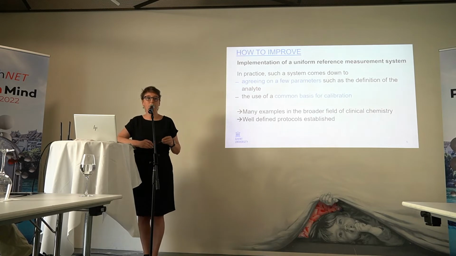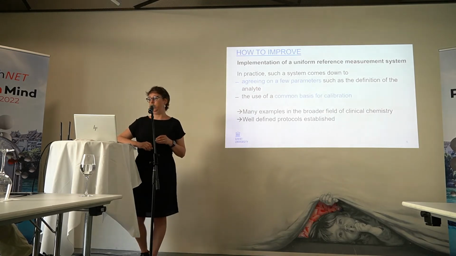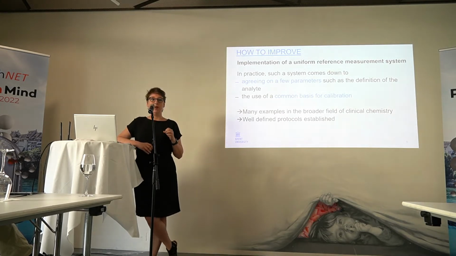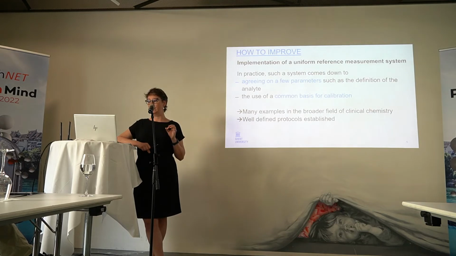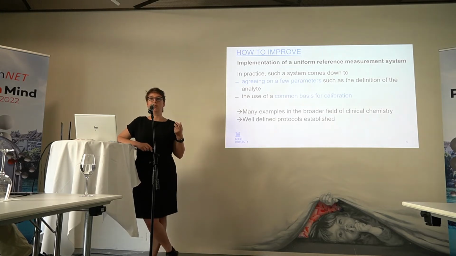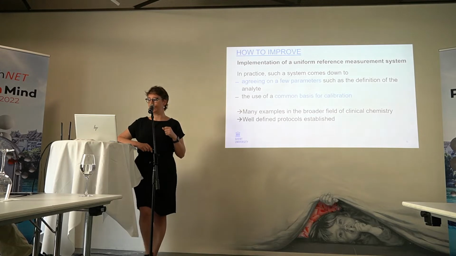So to overcome these issues, in the field of clinical chemistry they have developed the concept of implementation of a uniform reference measurement system. And in practice, a uniform reference measurement system comes down to agreeing on just a few parameters. There are just a few things which we need to agree on, such as the definition of the analyte, and we will use a common basis for calibration. I will try to explain those two things to you in the next slides.